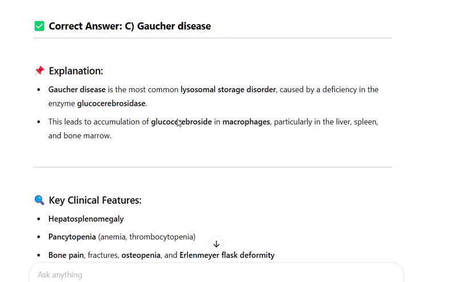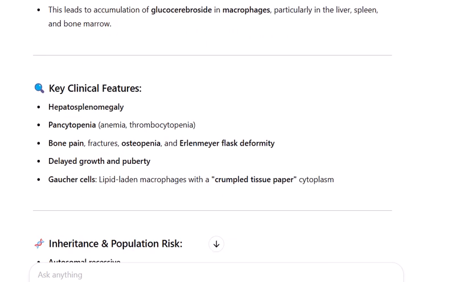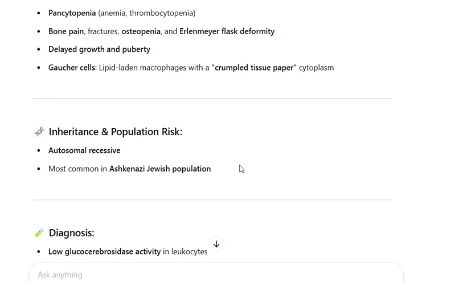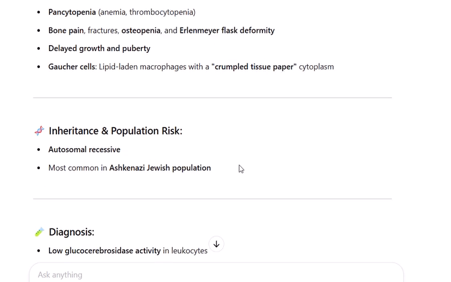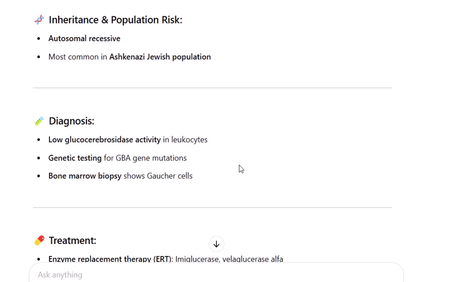Delayed growth and puberty. Gaucher cells: lipid-laden macrophages with a crumpled tissue paper cytoplasm. Inheritance and population risk: autosomal recessive, most common in the Ashkenazi Jewish population. Diagnosis: low glucocerebrosidase activity in leukocytes, genetic testing for GBA gene mutations. Bone marrow biopsy shows Gaucher cells.